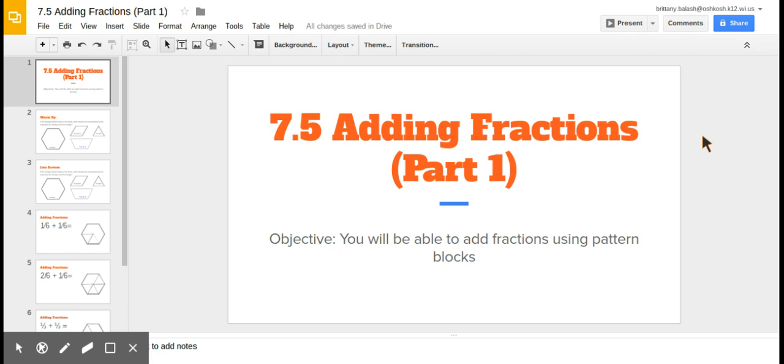All right, so today's lesson is 7.5, Adding Fractions, Part 1. And in today's lesson, you are going to be working on adding fractions using pattern blocks.